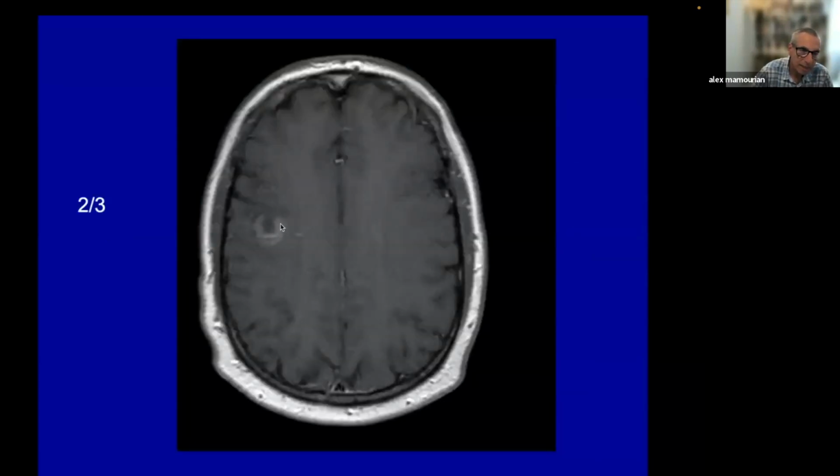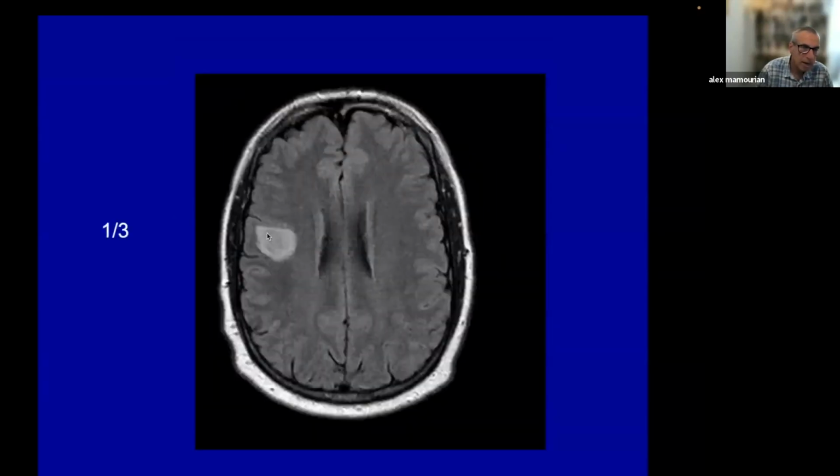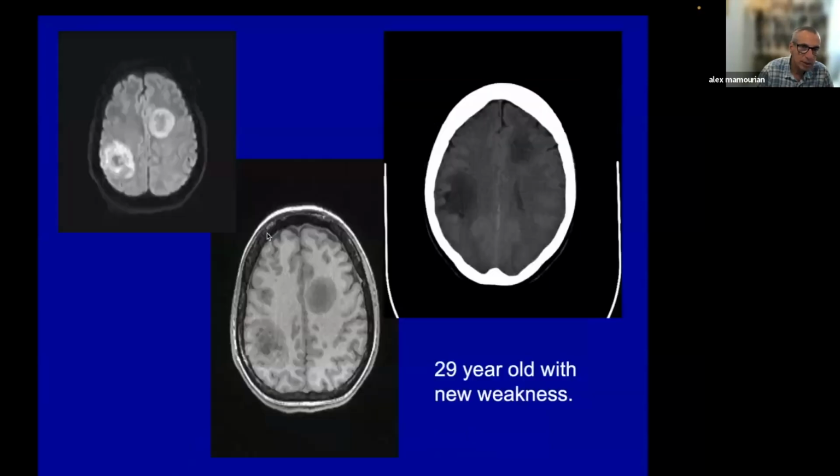Peripheral pattern of enhancement, also an incomplete ring of enhancement. And here's what it looks like on the CT scan. Notice that it's uniformly low attenuation. Going back to this other case, notice the lesions were uniformly low attenuation.